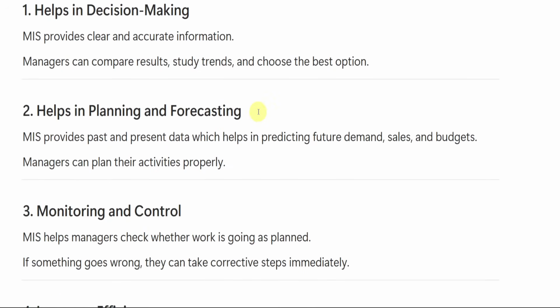It helps in planning and forecasting. MIS shows past and present data, all the data, so managers can predict the future. Like if a shop checks the sales of last year's festival season and plans how much stock to order this year.